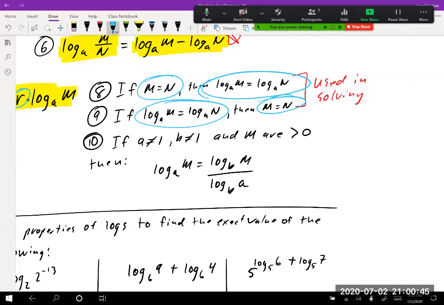Once you got bases to be the same, you could then compare exponents. In this case, once the logs have the same base, and they're equal to each other, then you can just talk about their arguments. So we're going to use this all the time. This is called the change of base rule.